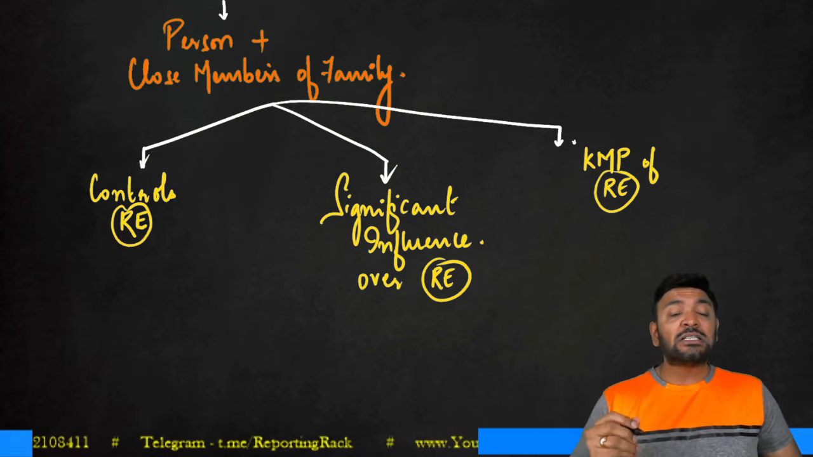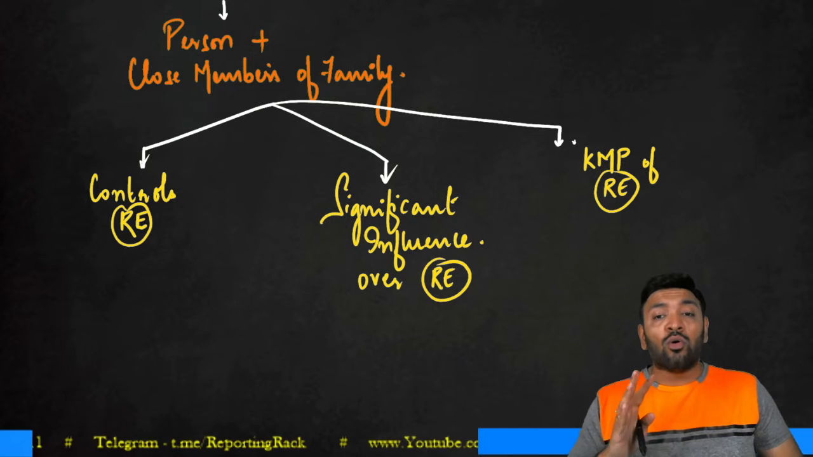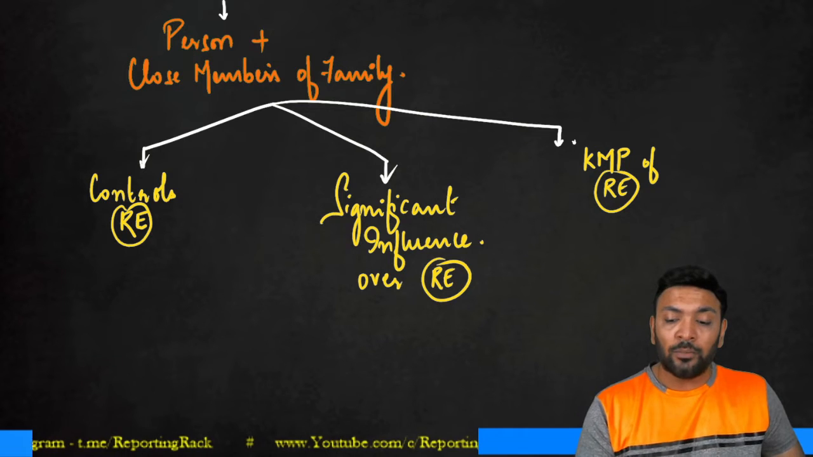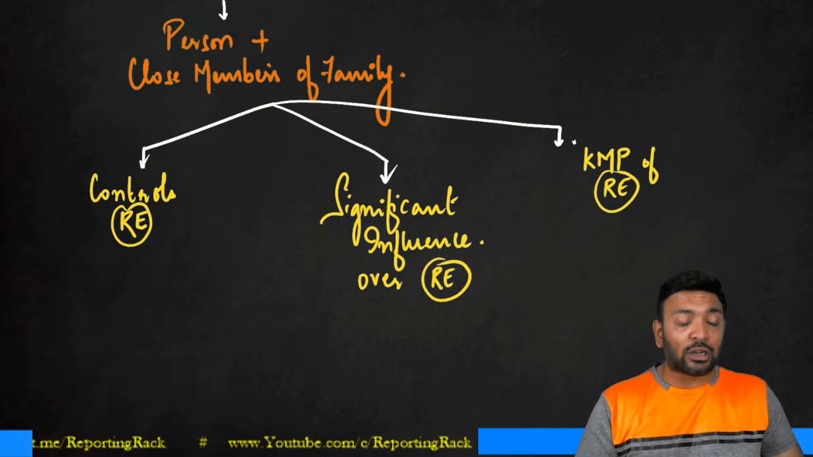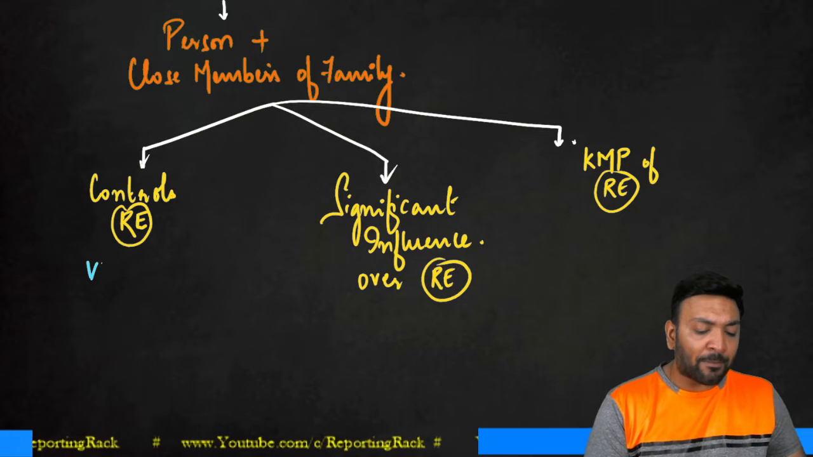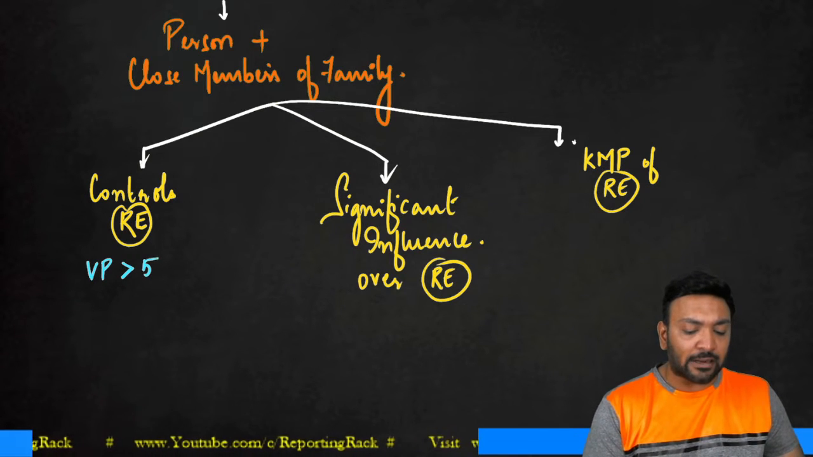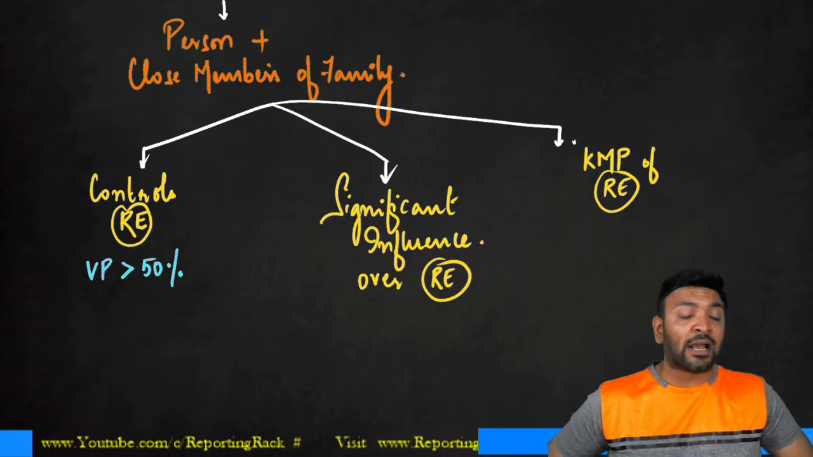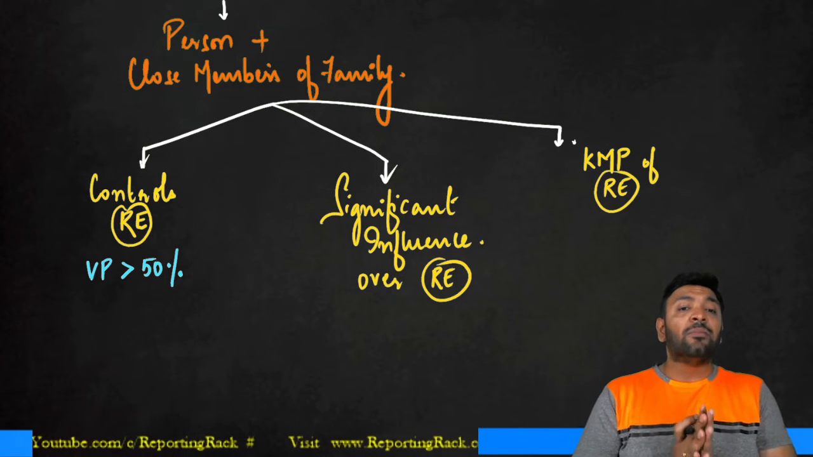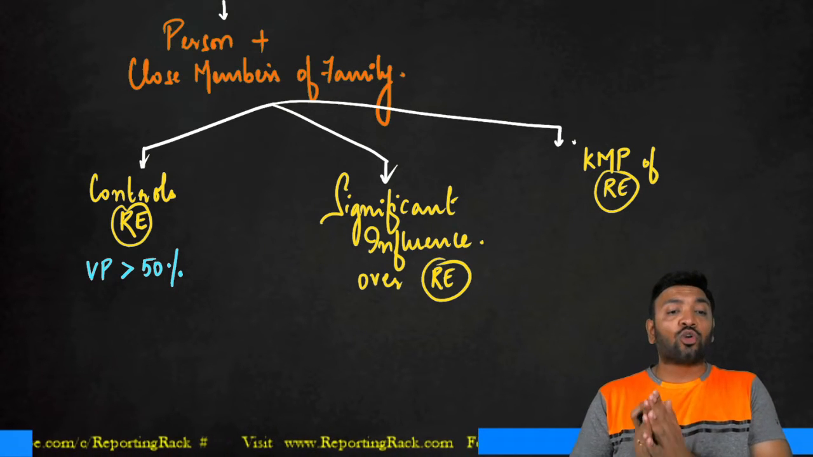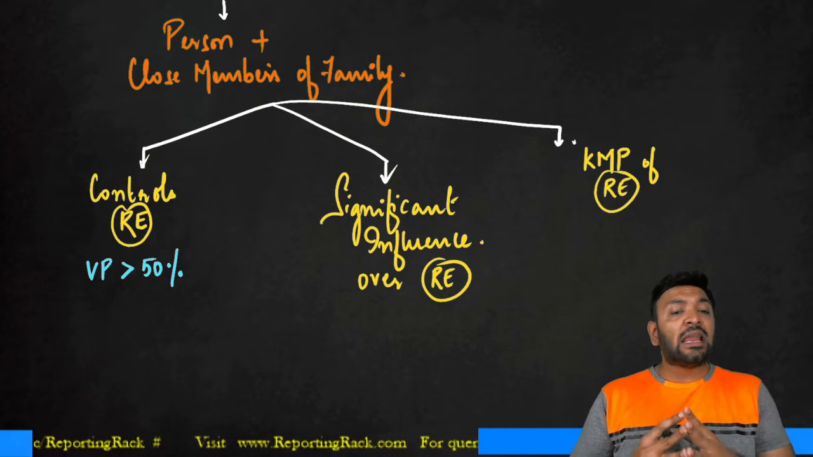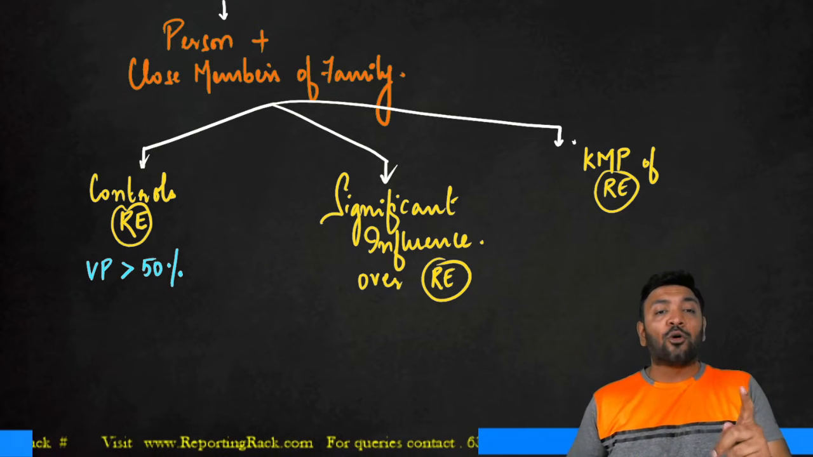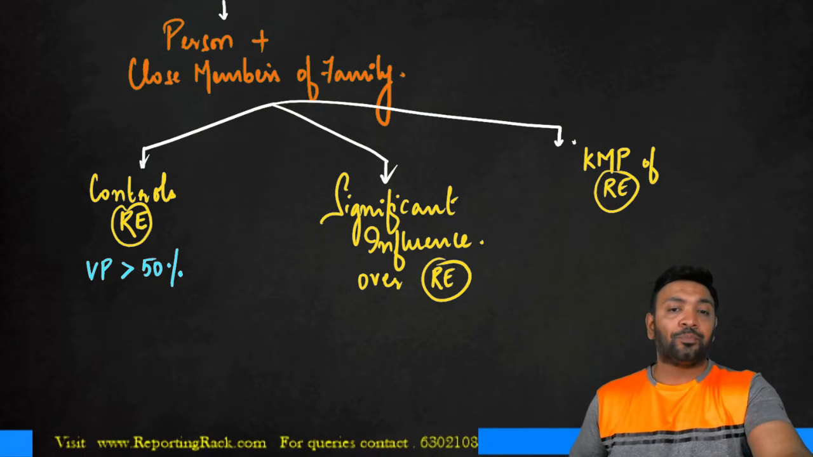But remember, first of all, we need to understand what is control, what is significant influence, and who is this KMP. Whenever I talk about control, a person is said to control the reporting enterprise if he has a voting power of more than 50%. He can direct or control the functions of the enterprise or the operations of the enterprise. Then you say that the person has a control over the reporting enterprise. Predominantly, if a voting power held by a person along with his close members of a family in a reporting enterprise is more than 50%.